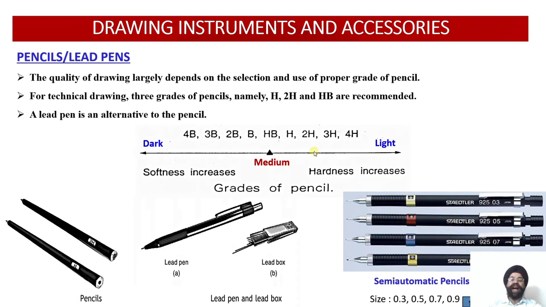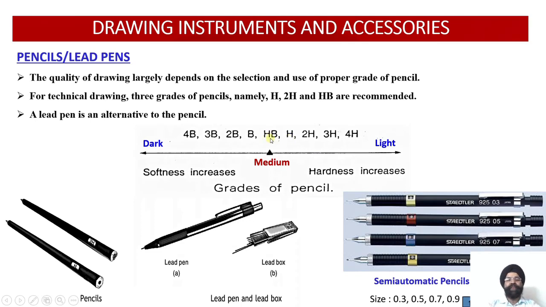As the hardness of the lead increases gradually, what happens? It does not wear out very fast onto our piece of paper or our drawing sheet, so it keeps on giving lighter and lighter impressions. If you want a very light impression, you can go to 4H or 5H. If you want a medium lighter impression, it can be 2H or 3H. For a marginally lighter impression compared to HB, you can use an H pencil.